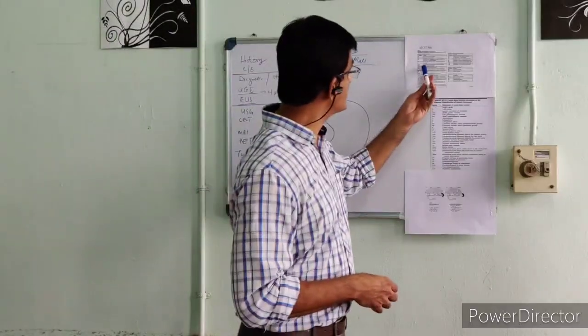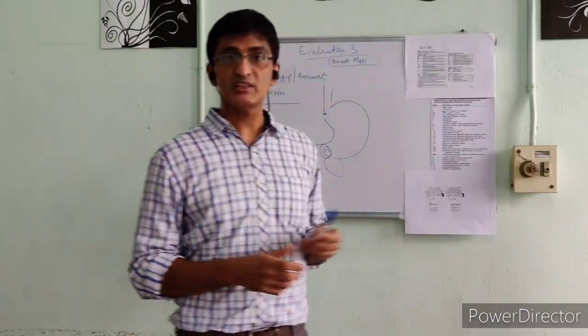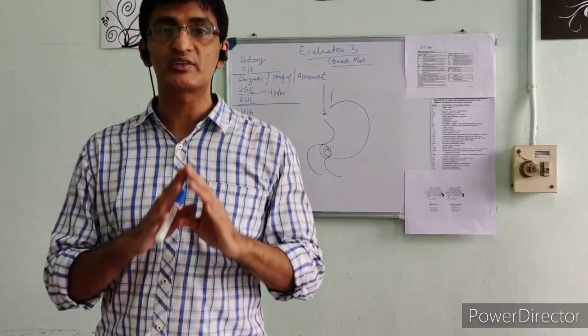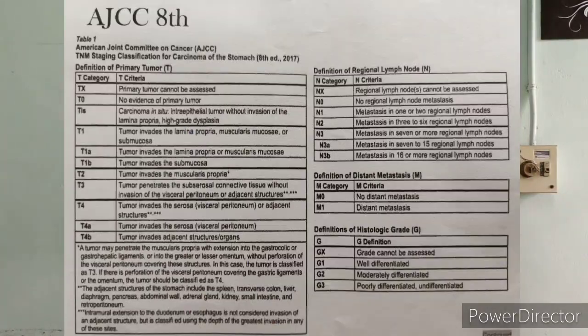And this is the TNM staging. This also is desirable to know for undergraduates. Postgraduates should definitely know about it. So this is the TNM staging. This is divided into T1, T2, T3. T1 is divided into T1A and T1B. And T4 is also divided into T4A and T4B depending on the level of infiltration.